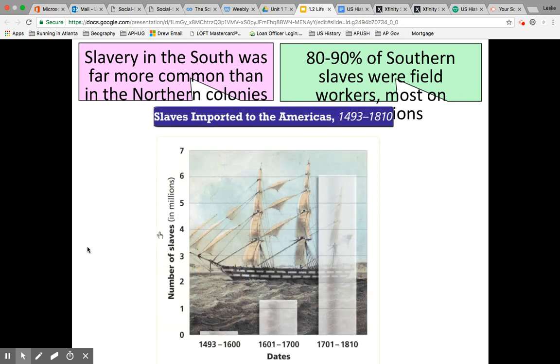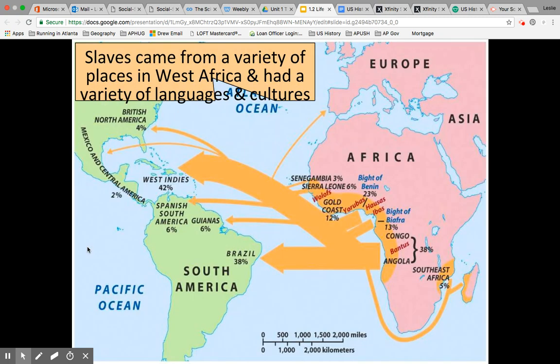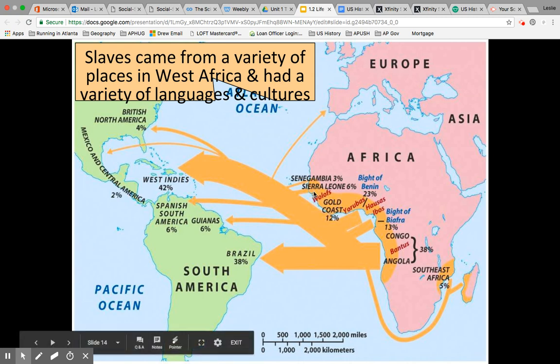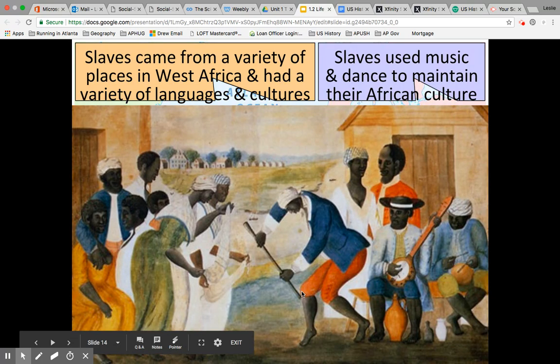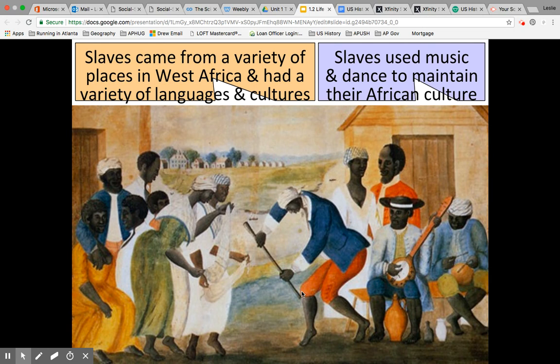Slave importation to the Americas increases drastically once mercantilism goes into full effect, and then even on into the early years of the American Republic. Slaves come from a variety of places in West Africa and had a variety of languages and cultures, as you can see here on the map, from all the way from places like Sierra Leone down into Angola and some southeastern parts of Africa. Slaves used music and dance to maintain their African culture as much as possible.